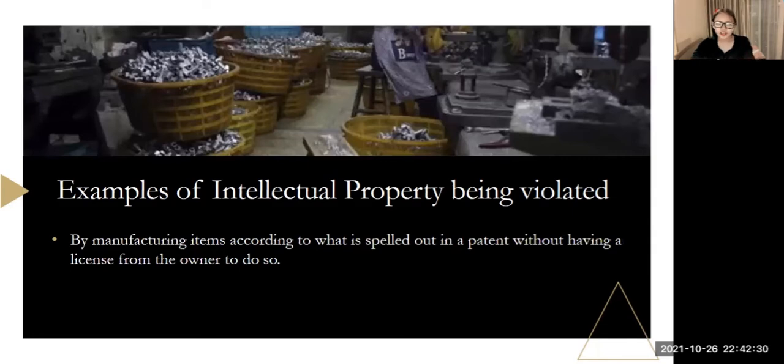Next, by manufacturing items according to what is spelled out in a patent without having a license from the owner to do so. So, ayan, may mga iba, lalo na sa China, marami nagpa-manufacture ng items na hindi naman talaga sila binigyan ng permission para gawin yun. Pero, binibenta pa rin lang, gumagawa sila ng parang imitation. Which is, akala mo original siya, yun pala, hindi.